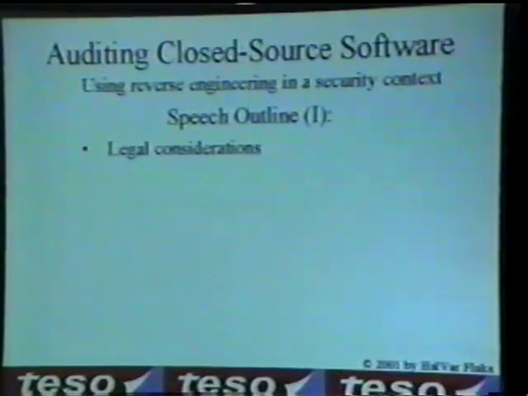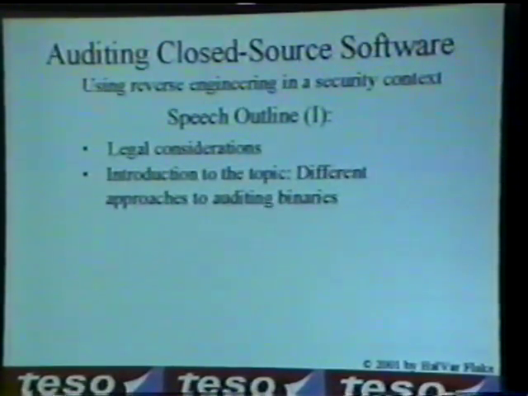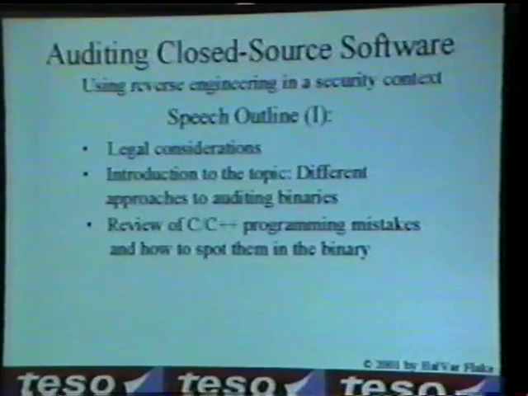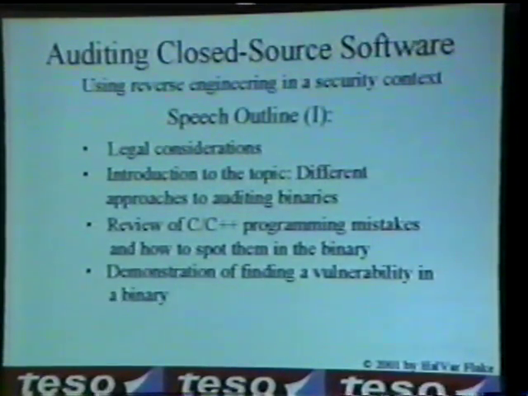I'll start up with some legal considerations, because by reverse engineering other people's applications, you're treading on thin ice. Then I'll introduce you to the topic of auditing binaries and explain what different approaches to auditing binaries exist these days, what is being done, and so on. Then afterwards, I'll recapitulate C++ programming mistakes that can lead to remote code execution. Afterwards, I'll explain how to find them in a binary, and then I'll have a demonstration of how I used the stuff I just explained to find a format string bug, this time in Netscape Enterprise Web Server, which is now called IWS for iPlanet Web Server.